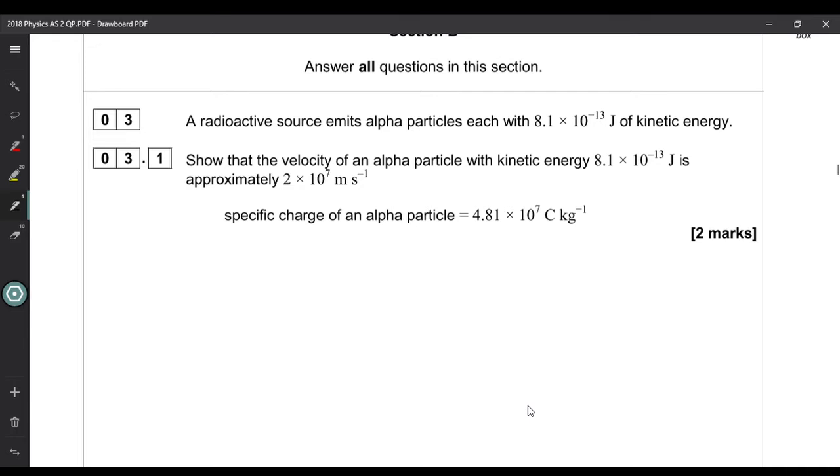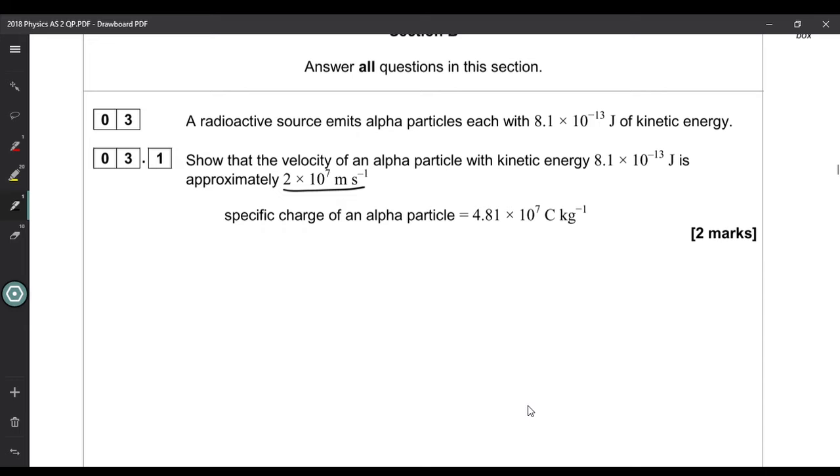So question 3 tells us a radioactive source emits alpha particles, each with 8.1 times 10 to the minus 13 joules of kinetic energy. Show that the velocity of an alpha particle with kinetic energy 8.1 times 10 to the minus 13 joules is approximately 10 to the 7 meters per second. And we're given the specific charge of an alpha particle. So there's a couple of ways of doing this.